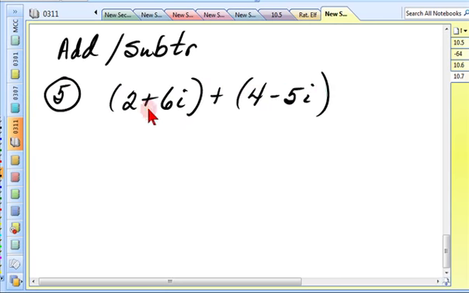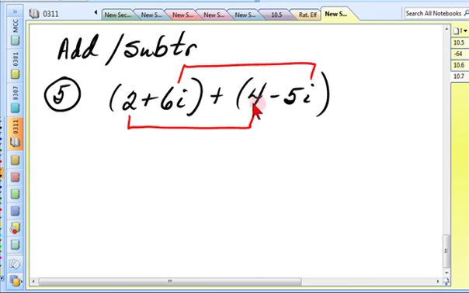I have a complex number. It's got a real part and an imaginary part. I've got another complex number, real part, imaginary part, and I'm going to add them together. And what do your instincts tell you you should probably do? Like terms. Yes, combine like terms. And we've got the real parts, and we've got the imaginary parts to add up.